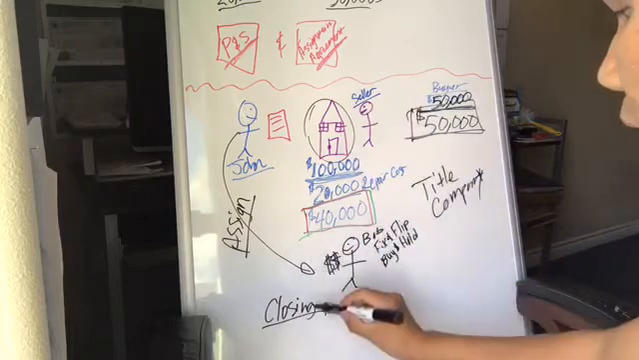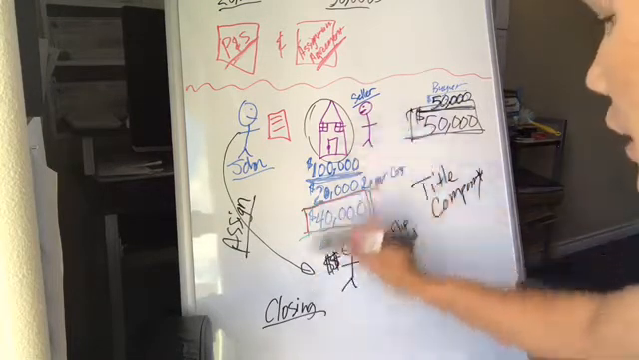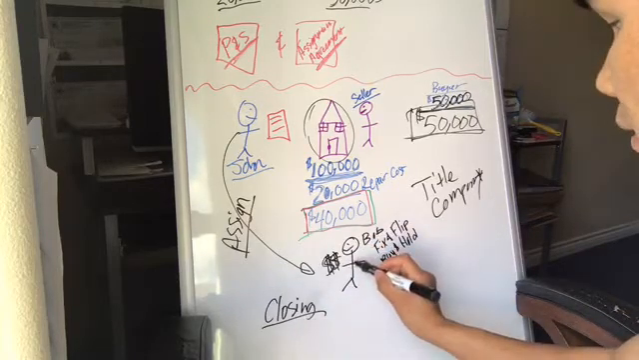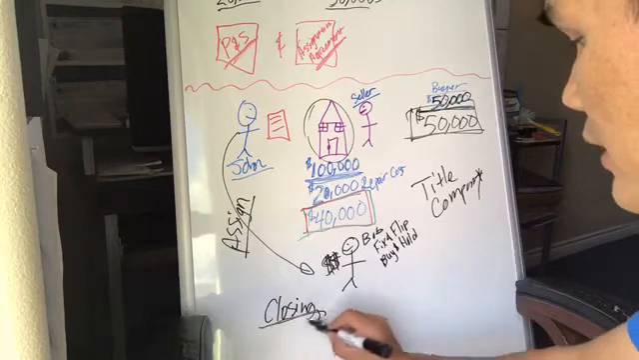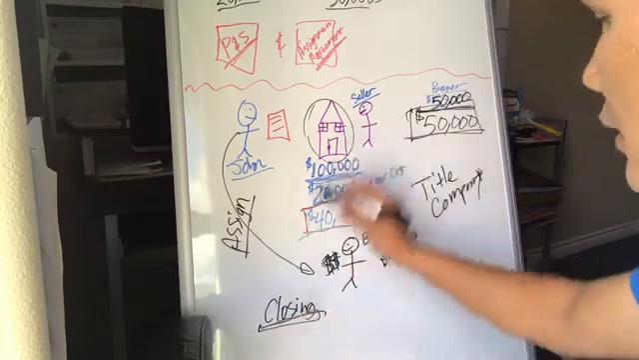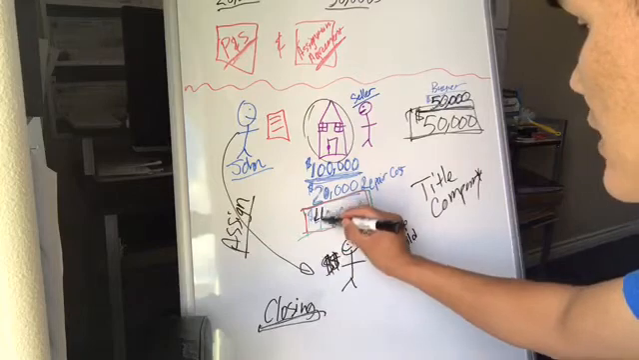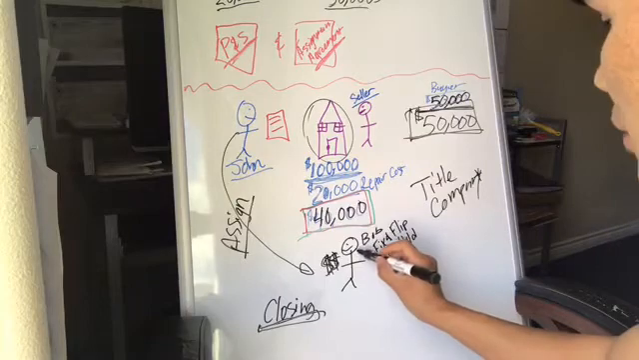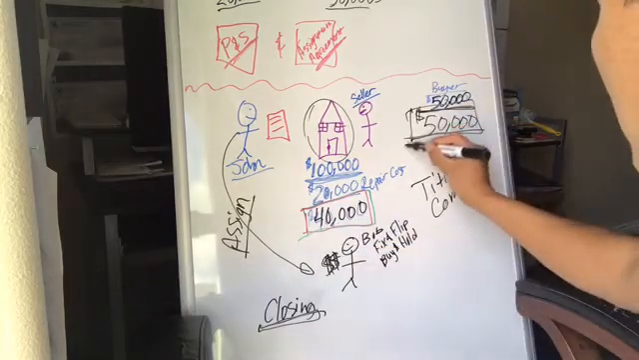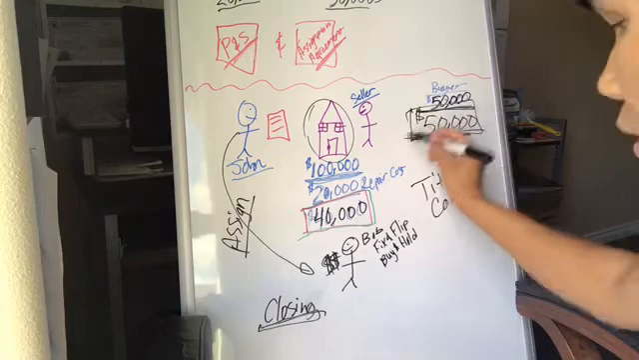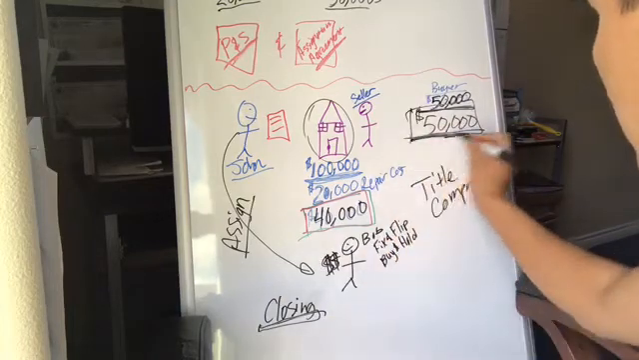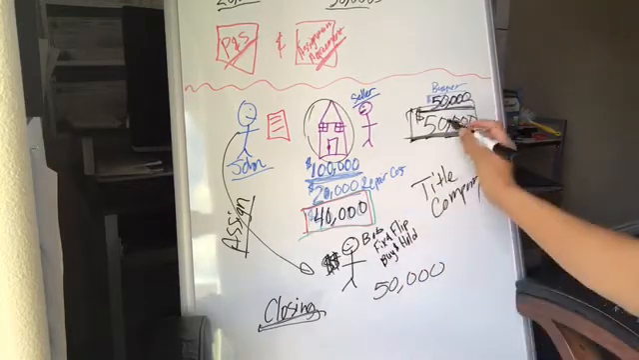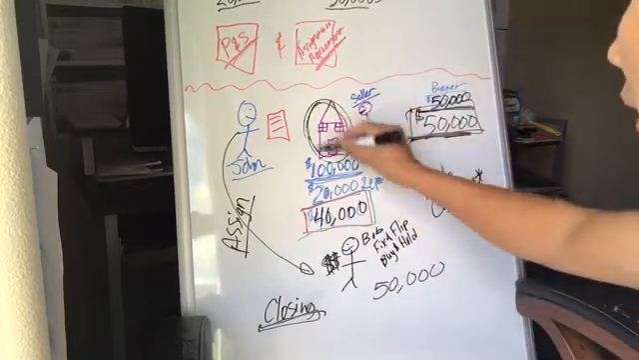The seller's going to come in and sign, and the buyer is going to come in and sign, okay? So when they send out the closing to sign the final paperwork, the seller's going to sign that he's going to sell his house for $40,000. The buyer's going to bring in $50,000 to close on this property.